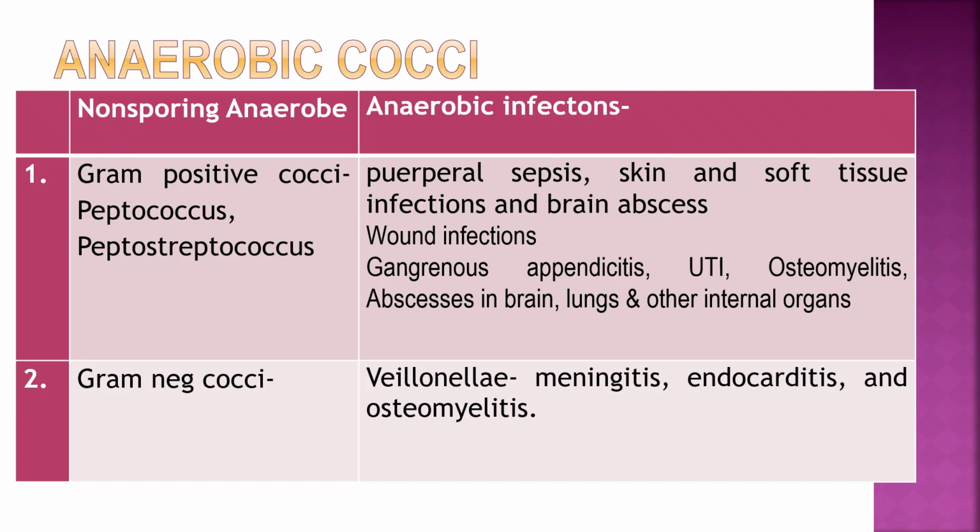Anaerobic cocci. Peptococcus and Peptostreptococcus usually produce mixed infections along with Clostridia or anaerobic gram-negative bacilli. They cause puerperal sepsis and other genital infections, wound infections, gangrenous appendicitis, urinary tract infection, osteomyelitis, and abscesses in brain, lungs and other internal organs.